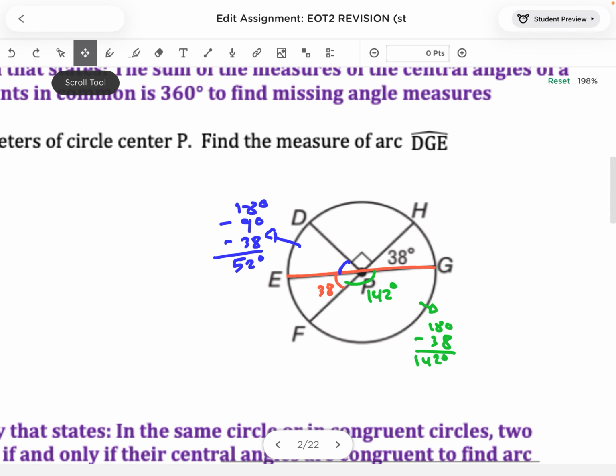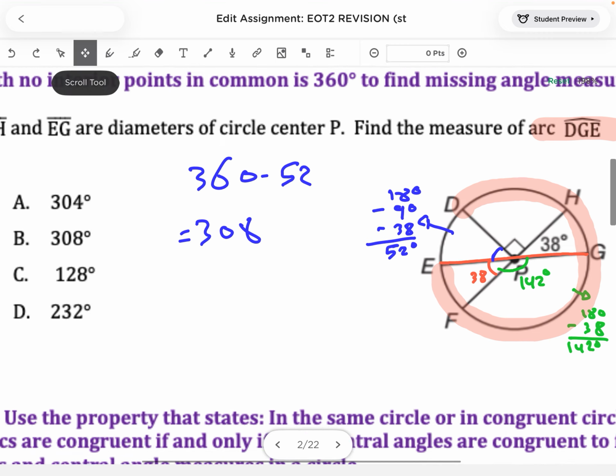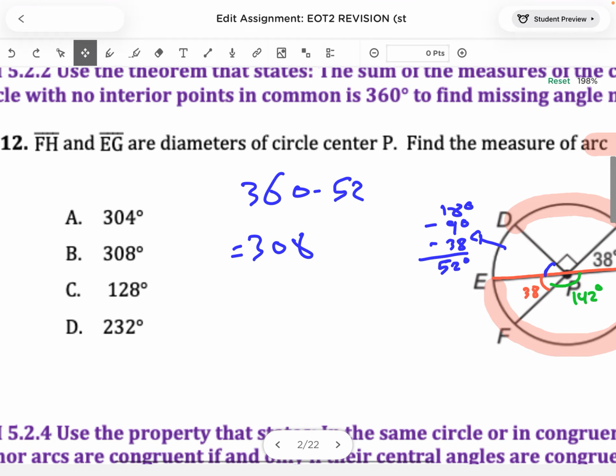Now we found everything. Now let us see what the question needs. The question needs measure of arc DGE, and we need all this, which means the whole circle except the 52. So it will be 360 minus 52, it will be 308. We need the whole circle except the small part DE. Circle is 360, so we subtract.